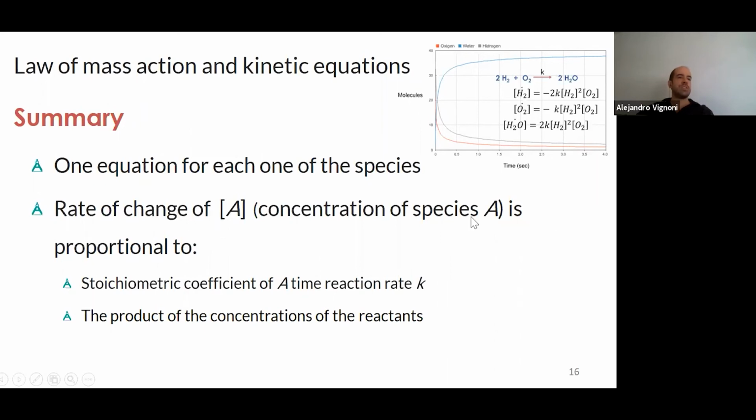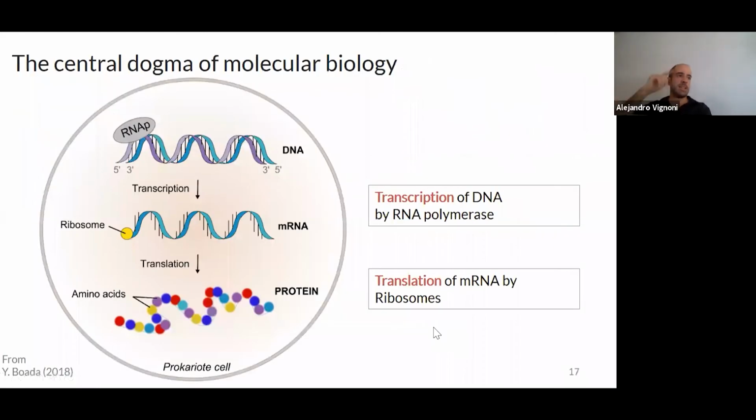And the rate of change depends on the stoichiometric coefficients of the species times the reaction rate and the product of the concentrations of the reactant, as we saw before. We will use this to model the central dogma, which is what is interesting for us, how DNA genes are converted into proteins and how this is happening dynamically and how that is changing in time, okay?